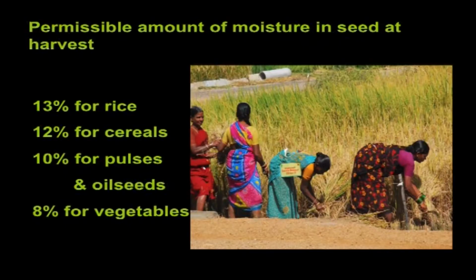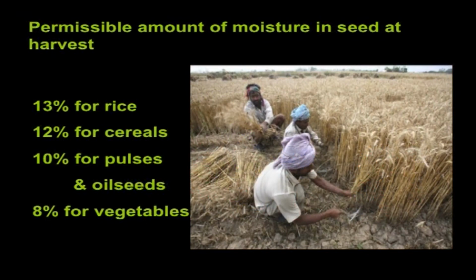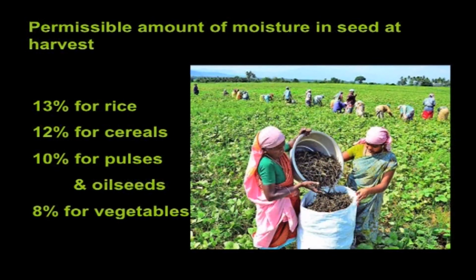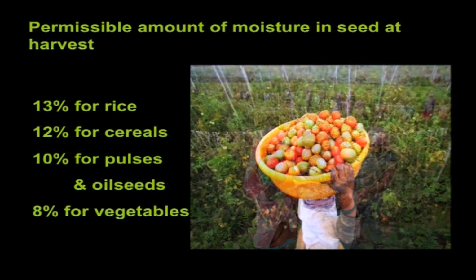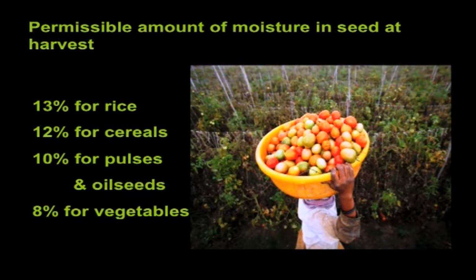Hence, it is better to harvest the seed crop at harvest maturity, which is indicated by a drop in moisture content to 12%. Seed certification officials allow for seed moisture of 30% in case of rice, 12% in case of cereals, 10% in case of pulses and oil seeds, and 8% for vegetable crops at harvest. Thus, this safe seed moisture helps proper harvest and storage.